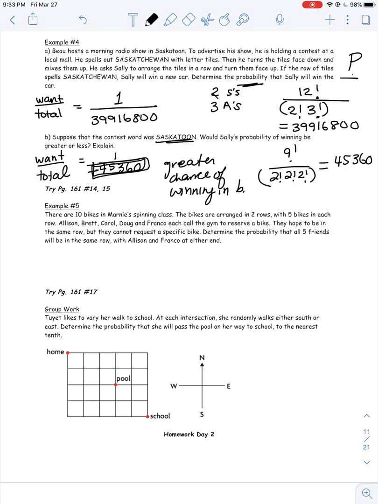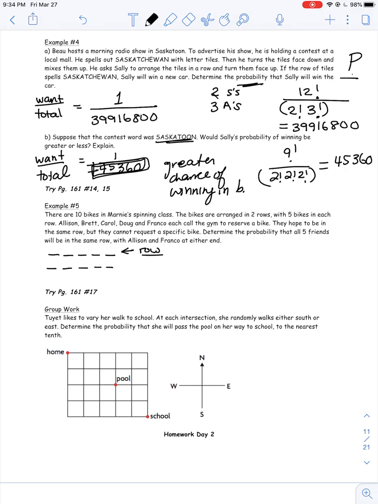Example number 5. So there are 10 bikes in Marnie's spinning class. So we have 1, 2, 3, 4, 5, and there's 2 rows. 1, 2, 3, 4, 5. With 5 bikes in each row, Allison, Brett, Carol, Doug, and Franco each call the gym to reserve a bike. They hope to be in the same row, but they cannot request a specific bike. Determine the probability that all 5 friends will be in the same row with Allison and Franco on either end.